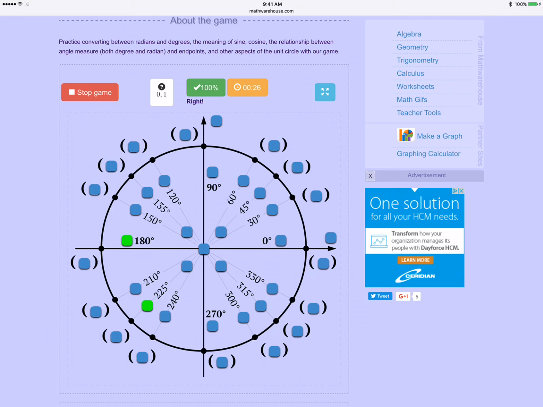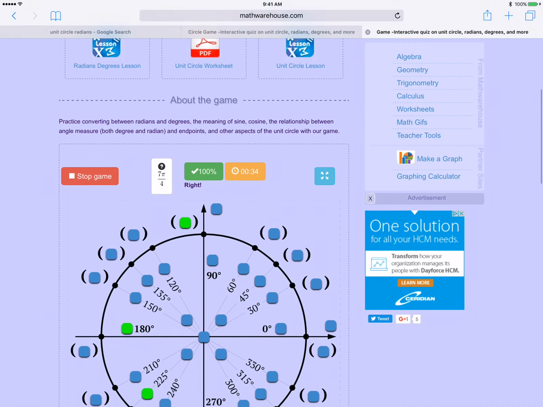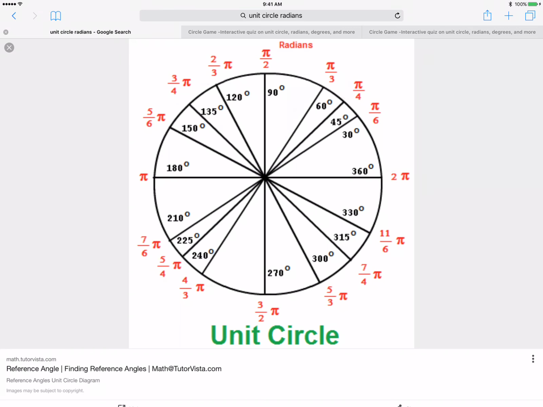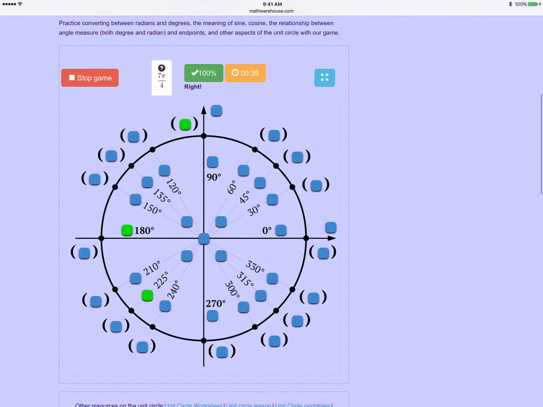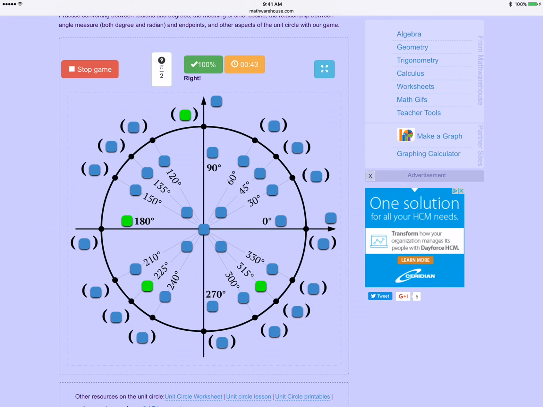Okay, notice it's changing. Where is 0, 1? Right? Remember, that's your coordinates. X, 0, 1, up. That'll be this point here. 7 pi over 4, we check our chart. 7 pi over 4 is at 315. 315, 7 pi over 4, great. And this is just giving me the exact same one over and over.